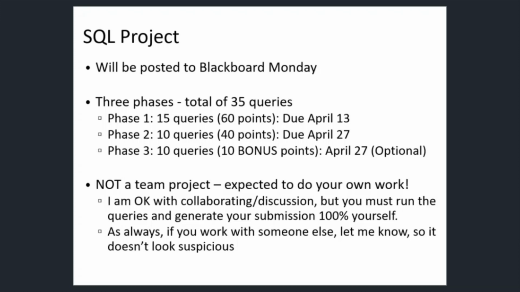It's important to point this out, but in order to be successful in the class in terms of your exam and other assignments, you will be expected to be able to complete this independently. I'm okay with collaboration and discussion, but I strongly encourage everyone to do everything possible on their own and then work together to resolve any potential issues or questions or concerns. And as always, if you work with someone else, please let me know so that it doesn't look suspicious.